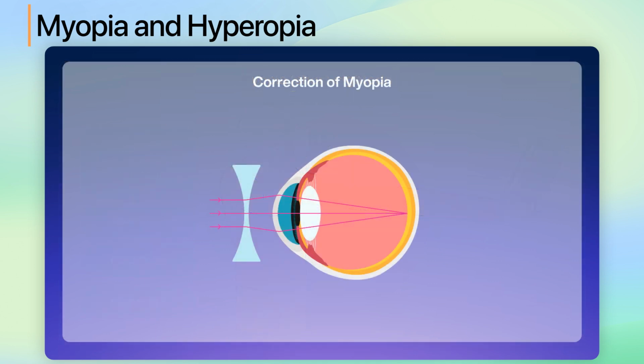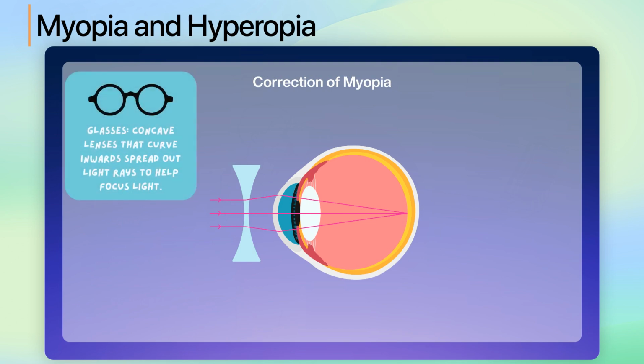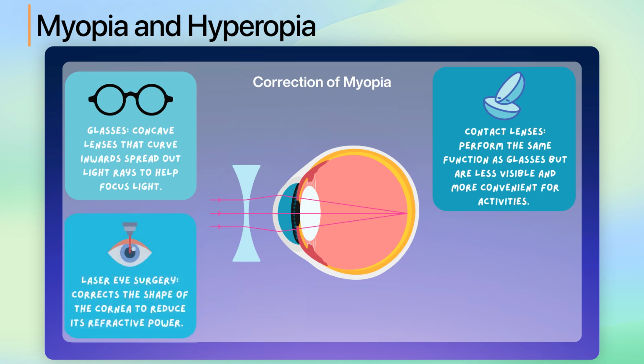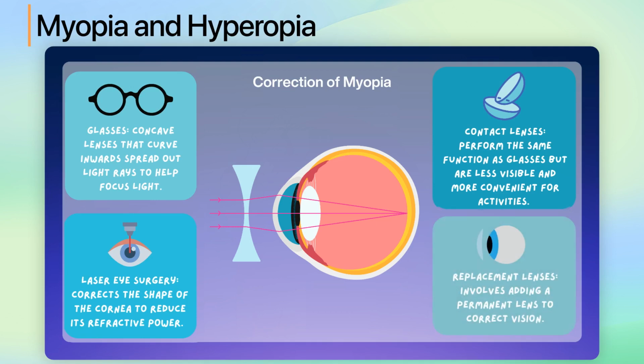Here are a few examples of treatment. Glasses with concave lenses that curve inwards spread out light rays before they reach the eye. This helps the lens focus light correctly onto the retina. Contact lenses perform the same function as glasses, but are less visible and more convenient for activities. Laser eye surgery corrects the shape of the cornea to reduce its refractive power. Replacement lenses involve adding a permanent lens to correct vision.